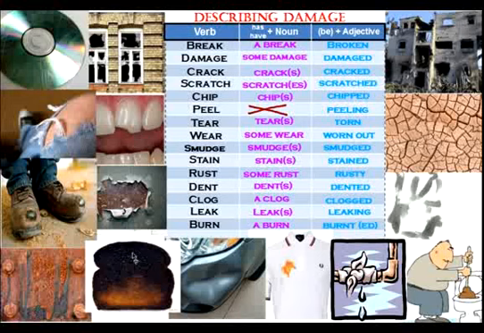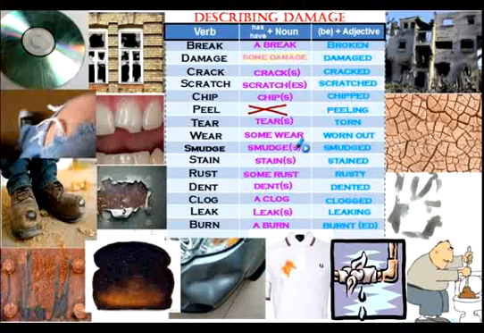Okay? Now, I want to focus on some of these just to highlight some of the differences. Notice when I use damage as a noun, I'm always going to say some damage. I can't say damages because it's a non-count noun. I can't count the damage. It's just non-count. So I'm always going to say some damage or damage. Never a damage. No, it's non-count.